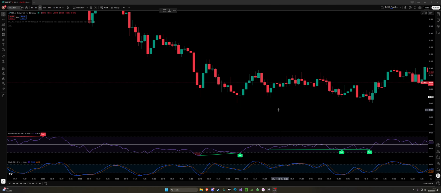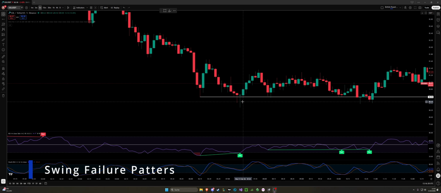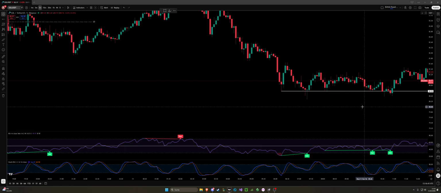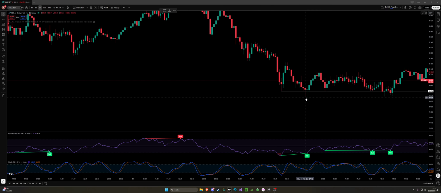And what we will be talking about today is this and this. This is what I call a swing failure pattern, and it's actually a very powerful thing. And just as we can beautifully see, our RSI is already marking a bullish divergence here, as we talked about in the last video. Price makes a lower low here, but then RSI makes a higher low, and that's a bullish divergence. So first of all, what is a swing failure pattern?